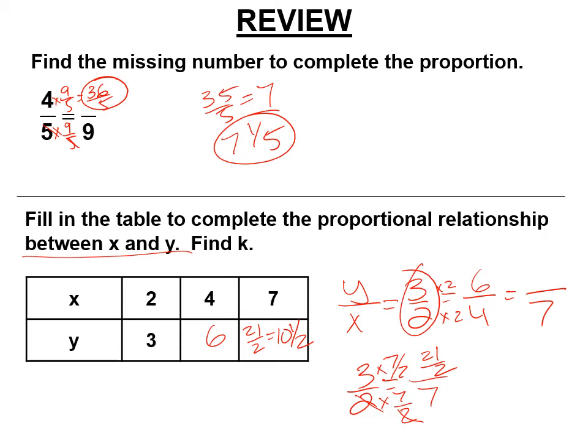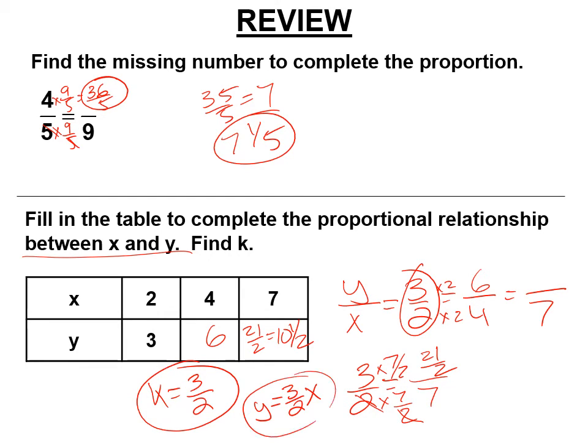What was k? K is the simplified version. K is 3 halves. If you had to write an equation, I didn't ask that. Y equals 3 halves times whatever x equals, right? If x is 2, y would be 3. If you put the numbers in there, you'll see that works.